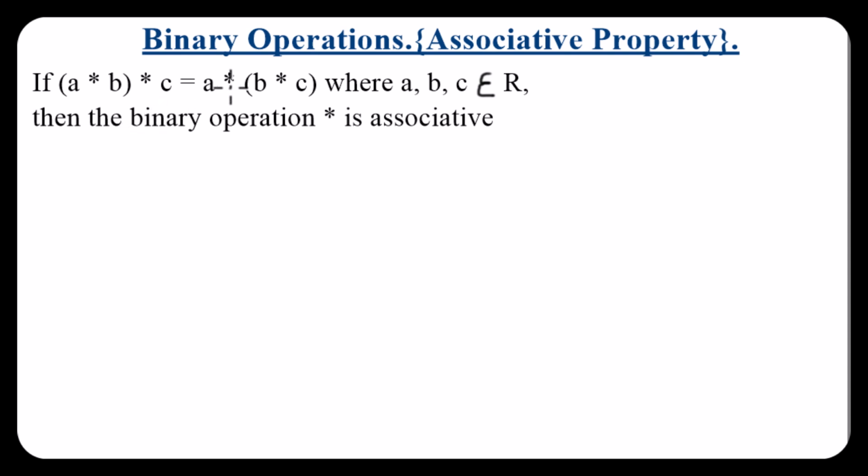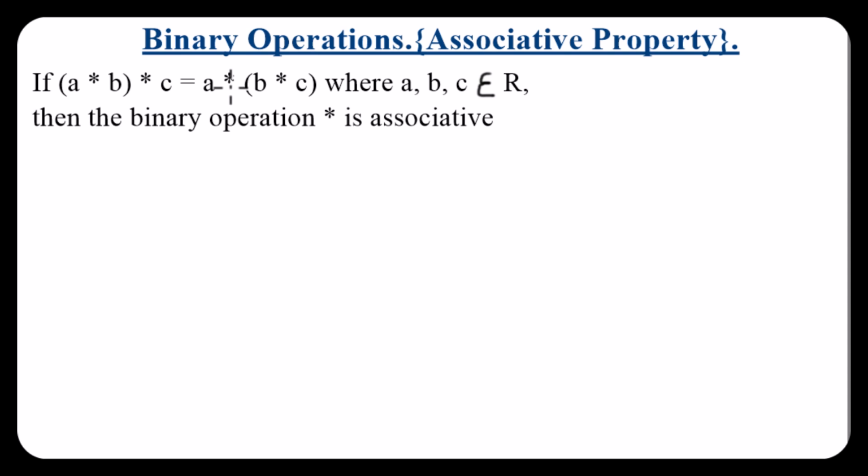So without wasting much time, associative property, what does it mean? We are told that if (A star B) star C is equal to A star (B star C), where A, B, C are elements of real numbers, then the binary operation star is associative. I'll say it again. If (A star B) star C is equal to A star (B star C), where A, B, C are elements of real numbers, then we say the binary operation star is associative.